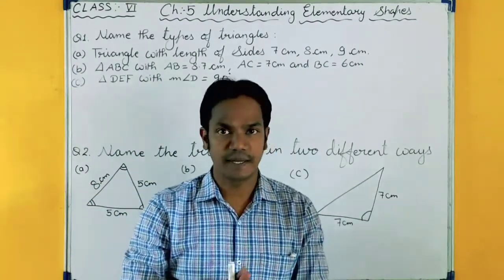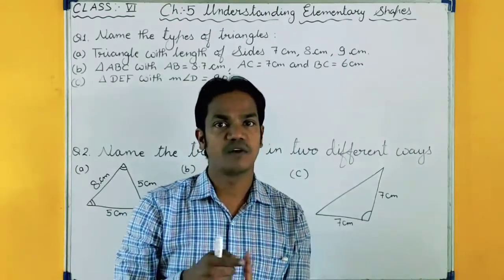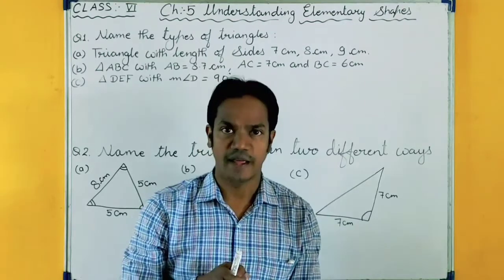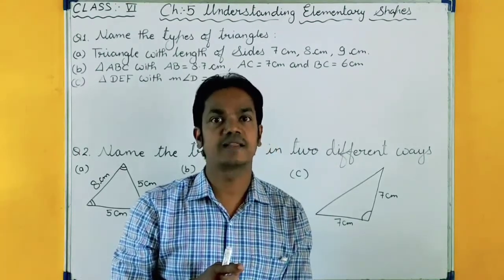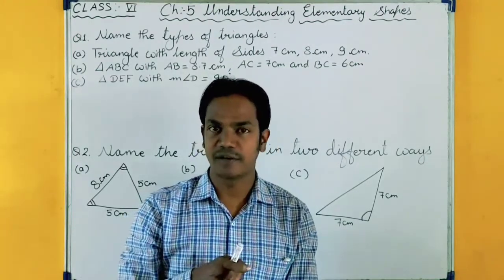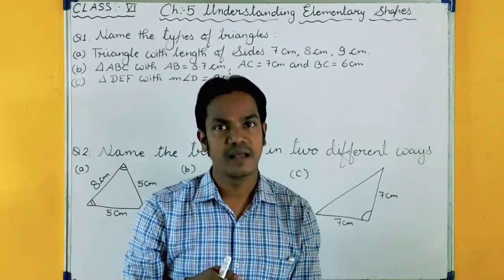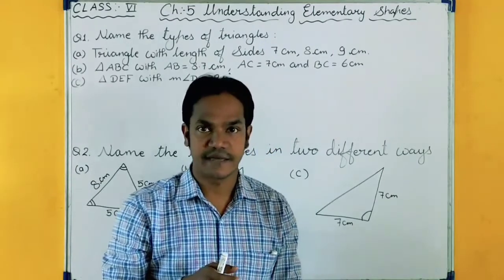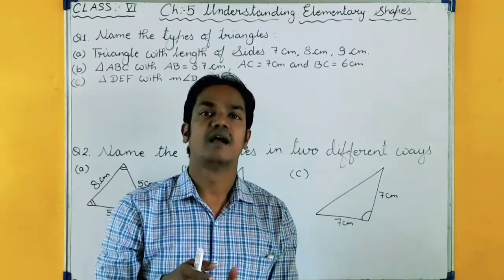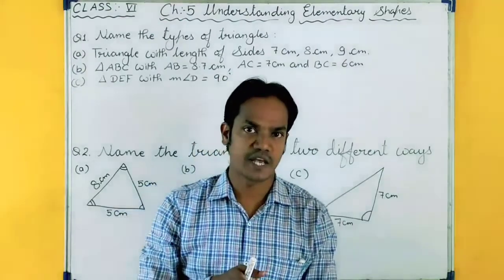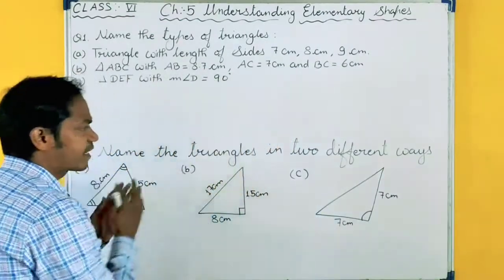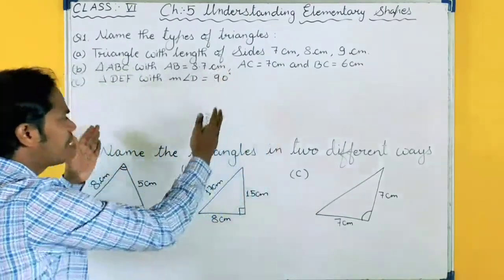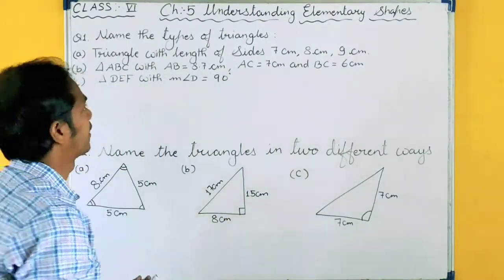Triangles can be categorized into two categories: first according to sides, and second according to angles. According to sides, there are three types of triangles: equilateral triangle, scalene triangle, and isosceles triangle. According to angles, there are acute angle triangle, right angle triangle, and obtuse angle triangle. So I have already explained the different types of triangles. According to that, you only have to give the name of the triangles.